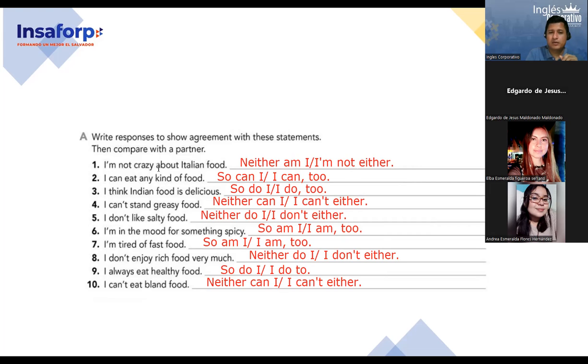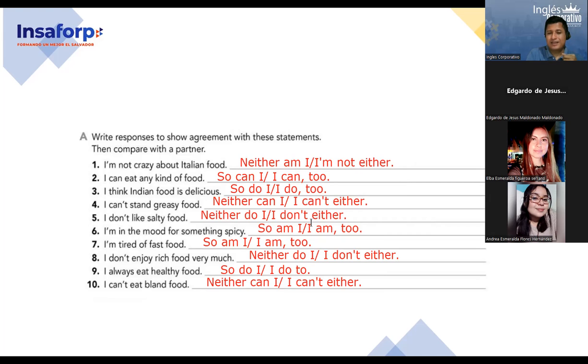So, I'm not crazy about Italian food. Neither am I. I'm not either. Otra negative. I can't stand greasy food. Neither can I. I can't either. Otra negative. I don't like salty food. Neither do I. I don't either.